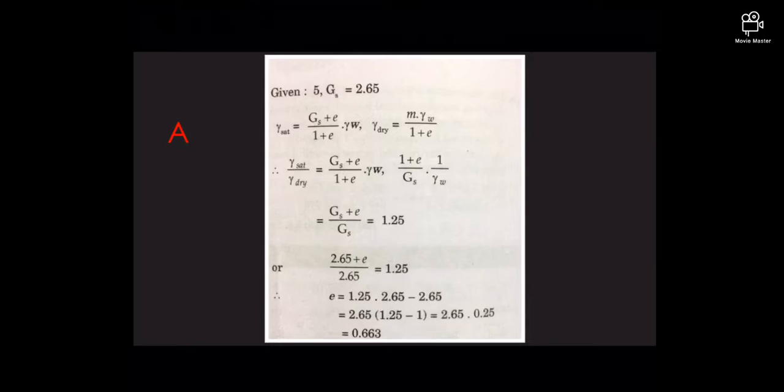They have represented G as m, so m is same as G. When we take the ratio of gamma saturated by gamma dry, we get (G plus e) by G, which is equal to 1.25. Just substitute the value for G as 2.65, and we get the void ratio as 0.663. So this is a very direct question. The only thing is we have to be familiar with the two basic equations, gamma saturated and gamma d, which means dry unit weight.